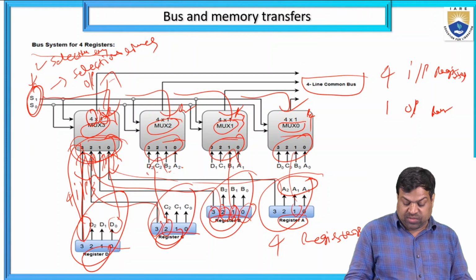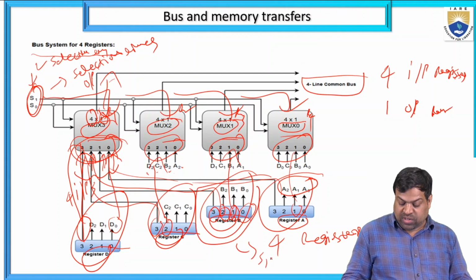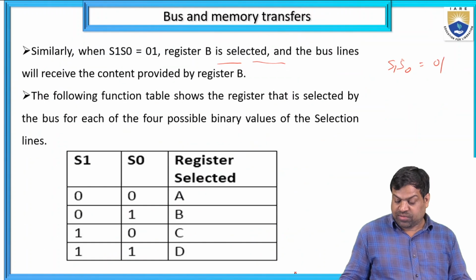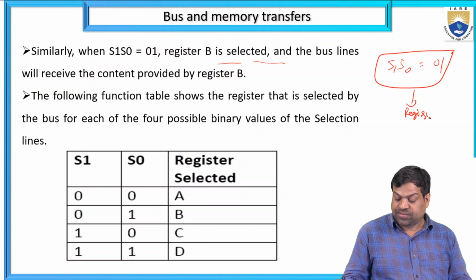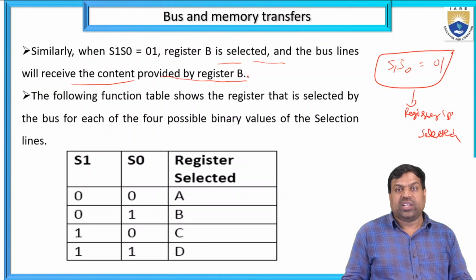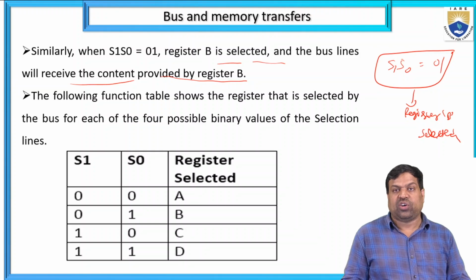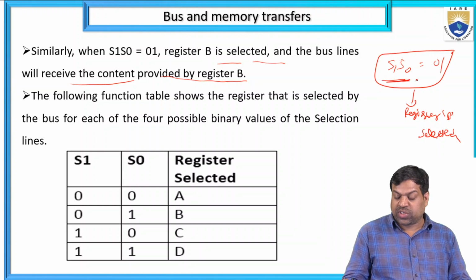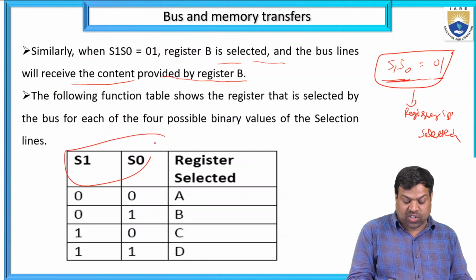Register B is selected when S1 S0 equal to 0, 1. And the bus lines will receive the content provided by register B, and the following function table shows the register that is selected by the bus for each of the 4 possible binary values of the selection lines. So here if I take S1 S0 equal to 0, 1, it means B is selected.